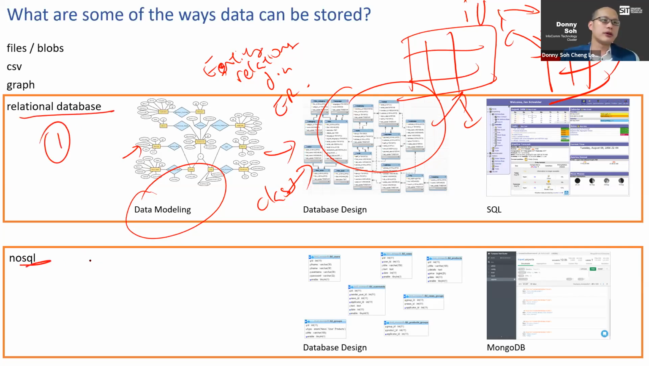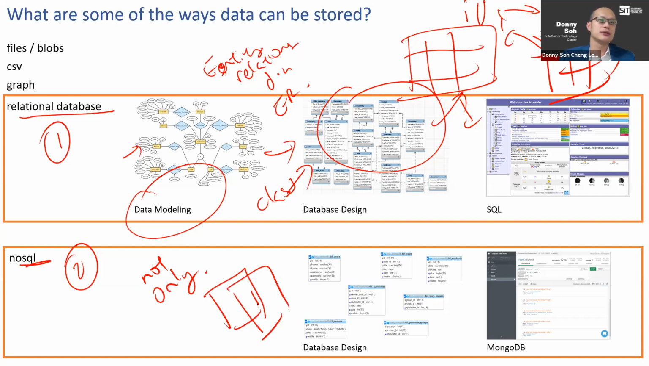The second part of the course will pertain to NoSQL. NoSQL means not only SQL. SQL does a lot of relational databases. For NoSQL, we call them documents. So data will be stored in terms of documents, and typically they store in terms of JSON entities. So this will be another topic that we will be covering during this course.